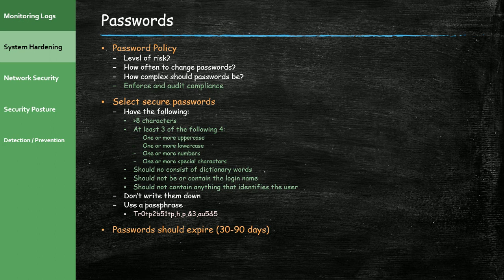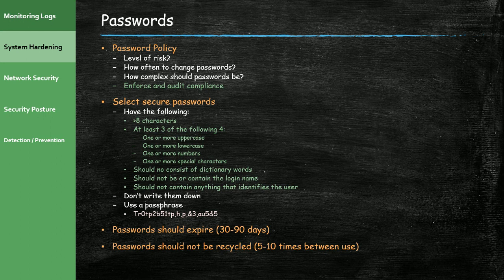Passwords should expire usually between 30 and 90 days. Like I said, sometimes we use a shorter window for password expiration to mitigate less complex passwords. 90 days is probably a good number, though. I think most people can tolerate 90-day password changes. Anything less than that, people start to complain and all that stuff.